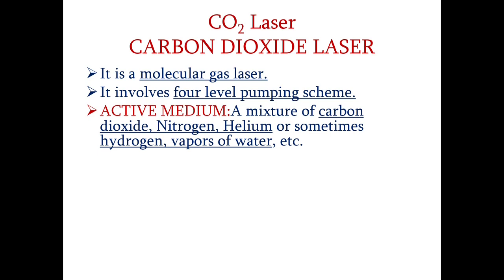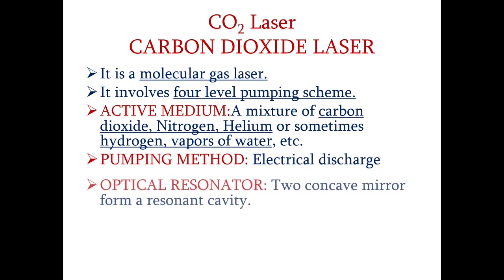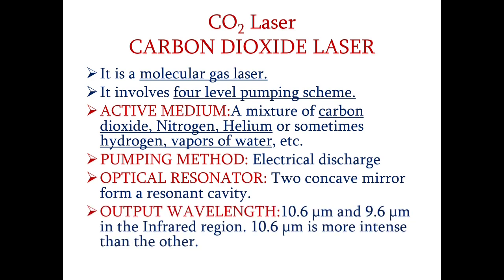The next, the active ingredient here is the mixture of carbon dioxide, nitrogen, and helium. The main ingredient is carbon dioxide. To excite the carbon dioxide, we have nitrogen, and to cool the heat generated during this process, we have helium here. Sometimes hydrogen and vapors of water are also used in place of nitrogen and helium. And the process of pumping involved here to excite the nitrogen to the excited state is electrical discharge.